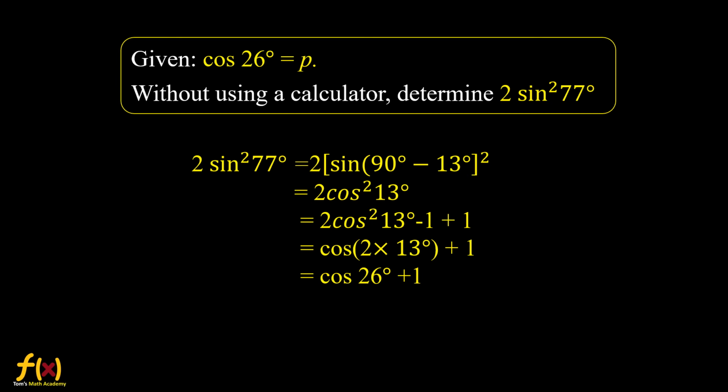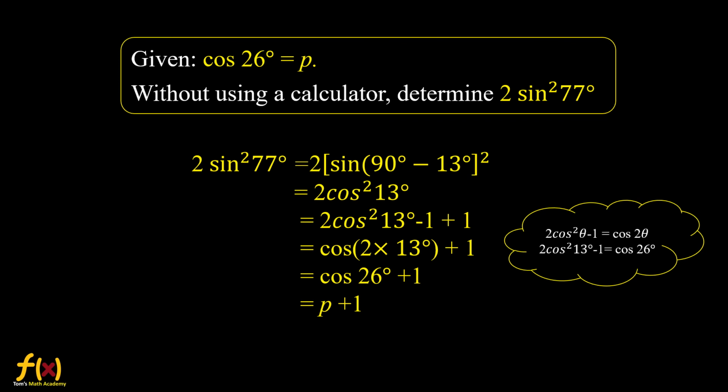So cos 26 plus 1. That is how we get it. 2 cos square theta minus 1 is cos 2 theta. 2 cos square 13 minus 1 becomes cos of 2 times 13, which is 26. So the answer is P plus 1. You must practice questions of this nature. Good people, this is very important.